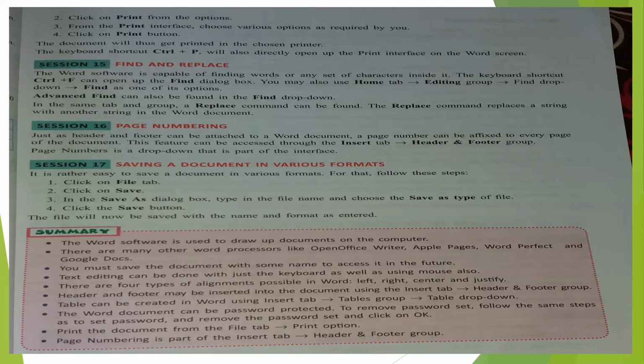Next is page numbering. Again, as I told, page numbers can be inserted in headers and footers, whatever you feel like. Supposedly you are comfortable with the footer of your book, or if you are comfortable at the top, so it depends. But page numbers will be inserted in the header and footer section only. Next is saving. So after doing all these changes, after doing styling of your document, you can save it, right?